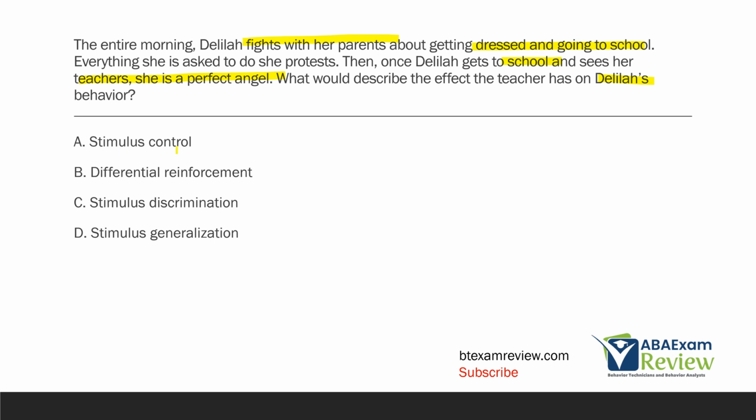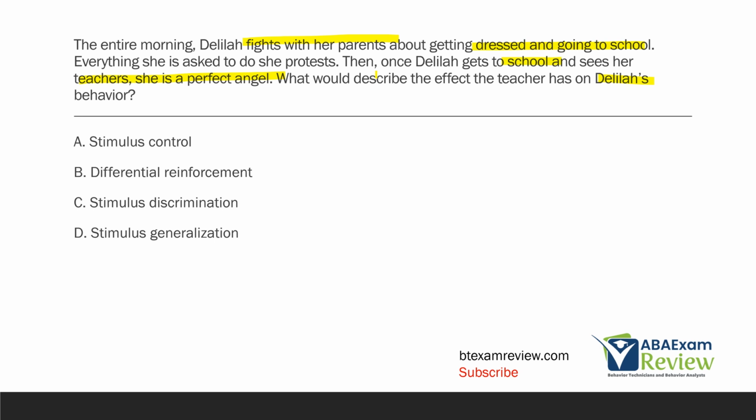Well, A, stimulus control. In the presence of the teachers, Delilah's behavior has changed. So when our behavior changes in the presence of a certain stimulus, we call that stimulus control. The teacher has stimulus control over Delilah's behavior. She doesn't protest, she doesn't fight, she acts like a perfect angel. The parents also have stimulus control over Delilah's behavior because she acts a different way in the presence of them. So stimulus control can go both ways, and we've got to be aware of that.